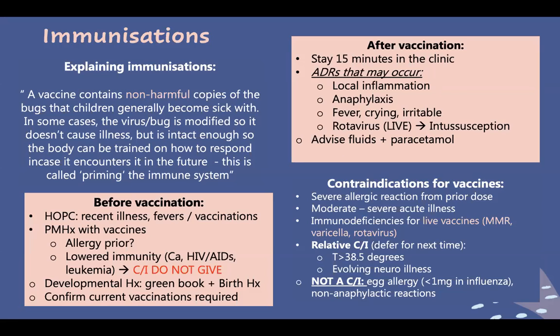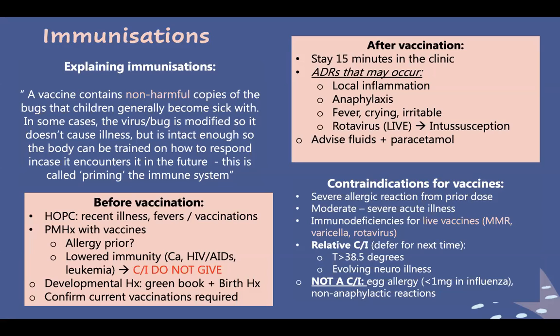After the vaccination, you keep them for 15 minutes in the clinic. Little local adverse drug reactions may occur, but you also tell them that the rotavirus vaccine, given at 2 and 4 months, is a live attenuated virus, and it has a risk of causing intussusception. So give a little spiel: if you notice any bloody diarrhea, bloating or any masses in the abdomen, go to the emergency department or come back. Then just advise fluids, and a little bit of paracetamol should be fine.